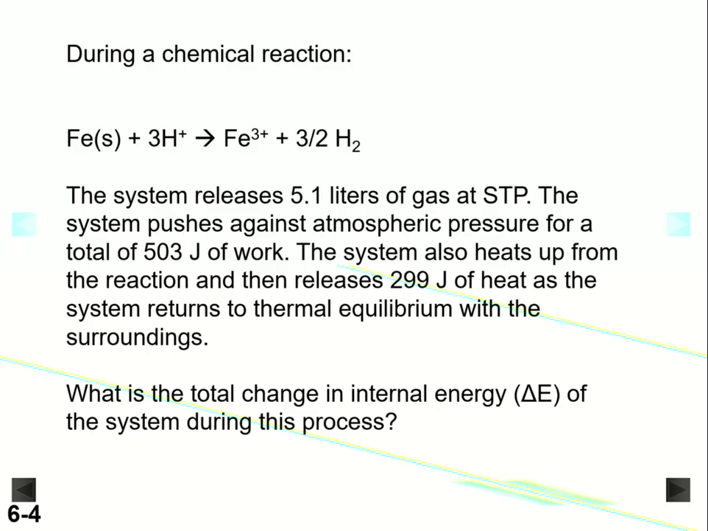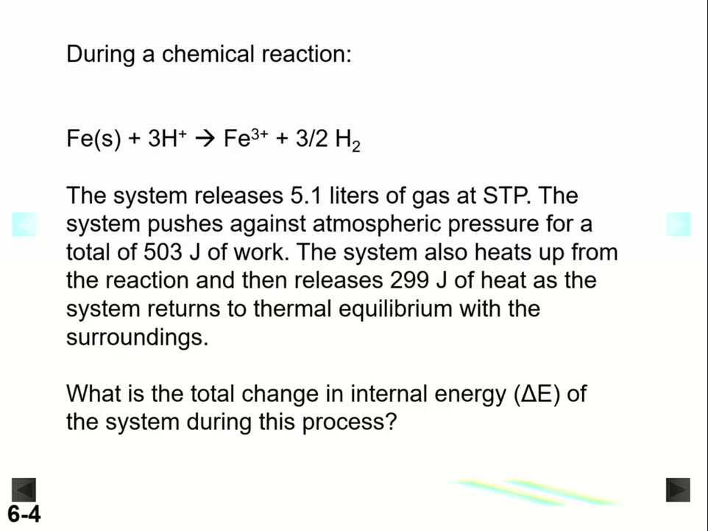There's a fractional value for the hydrogen. That's just the way this happens to be written. If you wanted to make it whole numbers, you could put a 2 in front of the iron, a 6 in front of the hydrogen or protons, 2 in front of the iron 3s, and then you'd have 3 moles of hydrogen gas. So when you carry out this reaction, you release hydrogen gas. So the hydrogen gas is going to push against the atmosphere.